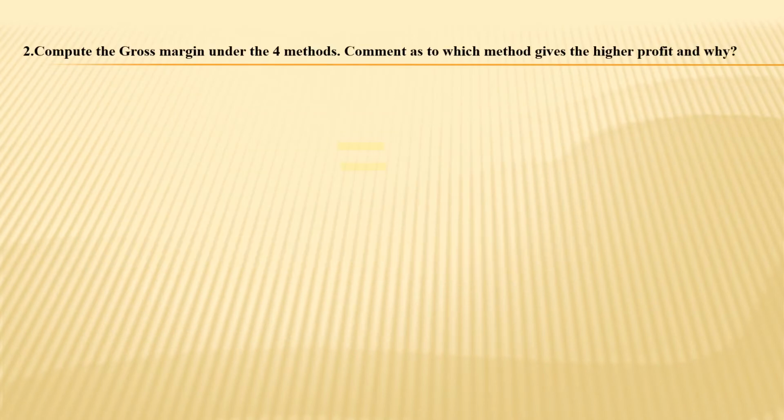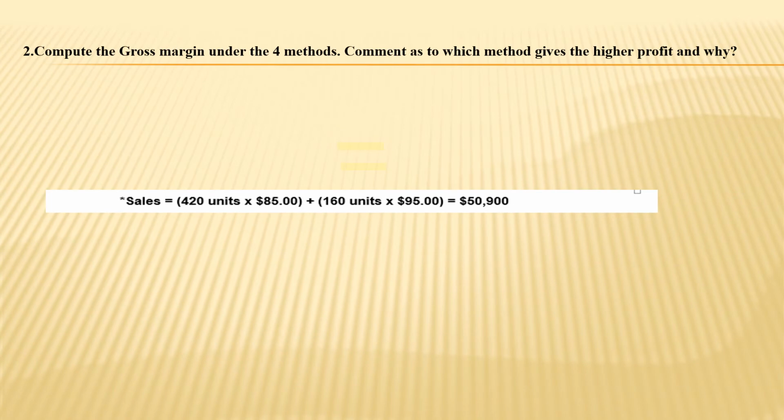Okay, moving to requirement number 2, compute the gross margin under the four methods. Comment as to which method gives the higher profit and why, as we have just done in the previous tutorial when solving under the perpetual system. So I just first calculate the sales. How can I calculate the sales? Just multiplying the number of sold units with the retail price, which is the selling price given to us in the last column in the table given in the problem.